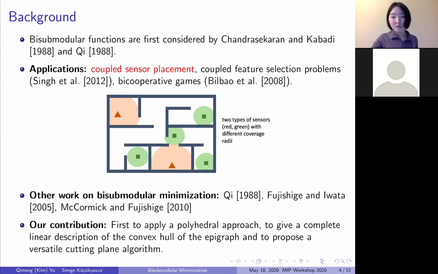Different from all these prior works, we are the first to apply a polyhedral approach. We give the complete linear description of the convex hull of the epigraph of any bisubmodular function. Based on that, we also propose a versatile cutting plane algorithm, which handles not just the unconstrained bisubmodular minimization problem, like these earlier algorithms.